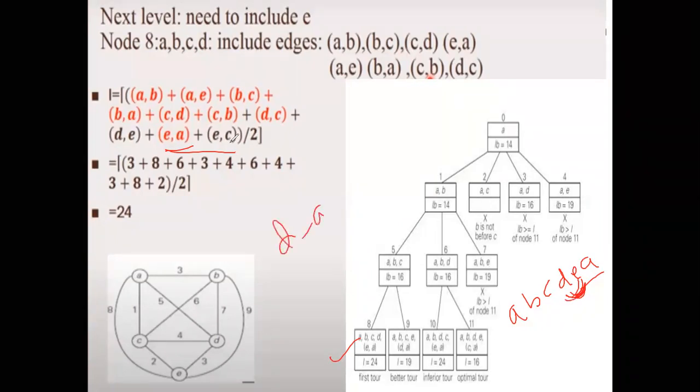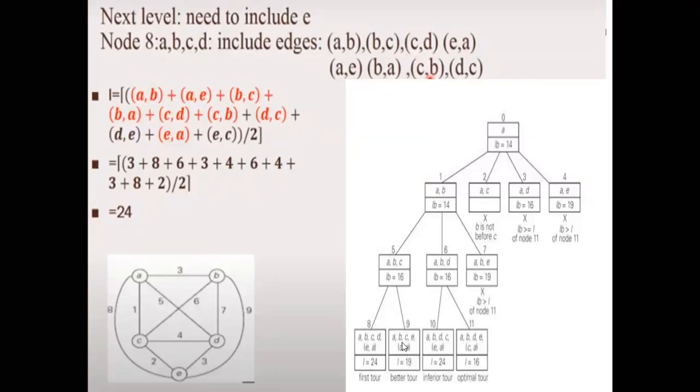So consider D to A, D to B, D to C, D to E. Out of this, the minimum value. So D to C will give you 4, or D to E will give you 3. Correct. So the minimum out of this is 3. So consider D to E. Correct. So this is how you are doing the total cost. So same thing, divide everything by 2. You will get 24. Correct. So let me go for the next one. So 24 you got.